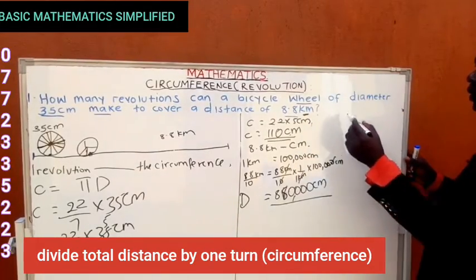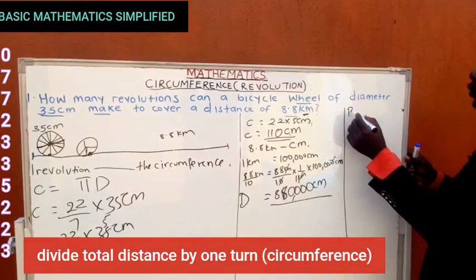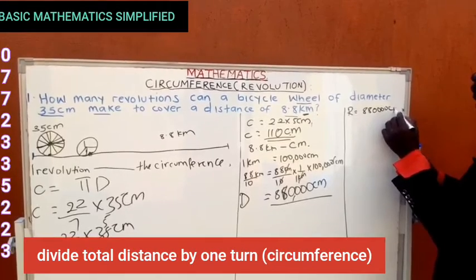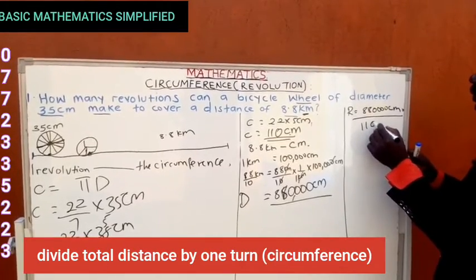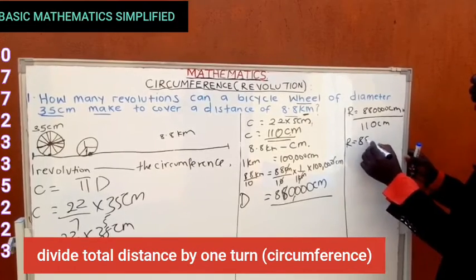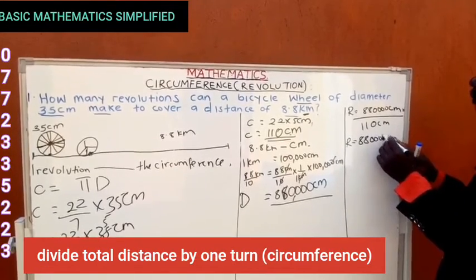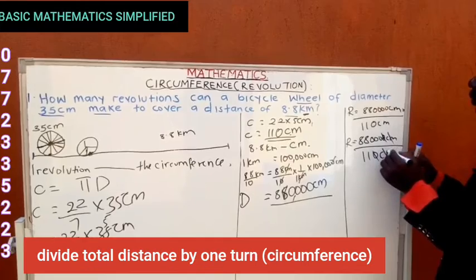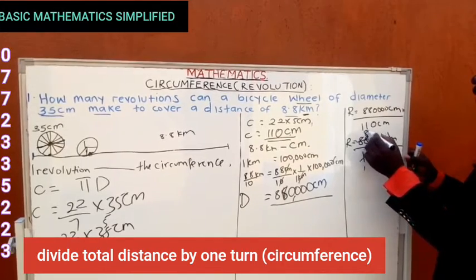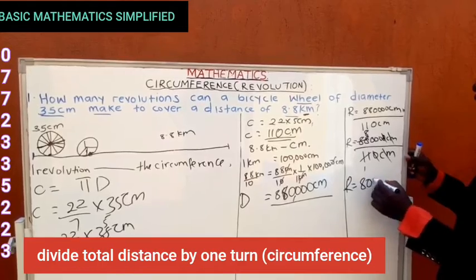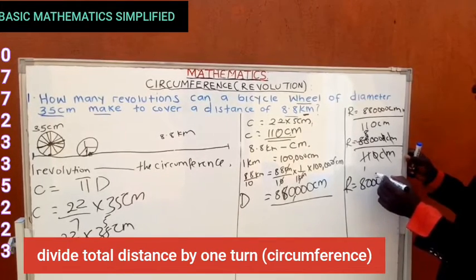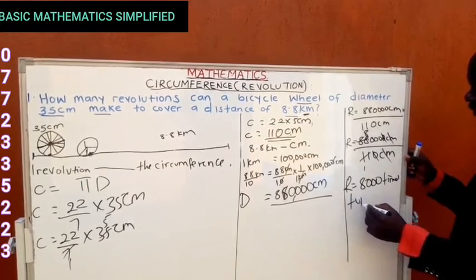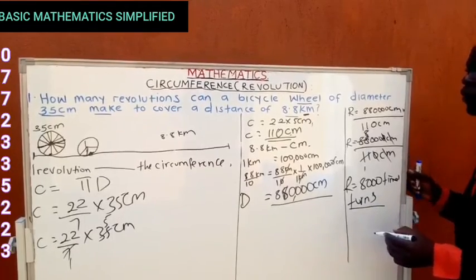Now, revolution equals distance, which is 88 with 4 zeros centimeters, divided by circumference, which is 110 centimeters. So revolution equals 88, 4 zeros, don't forget them, out of 110 centimeters. So this centimeters will cancel, this one will cancel, 11 into 11 is 1, 11 into 88 is 8. So the number of times is going to be 8,000 times. So we calculate the revolution that can be made.